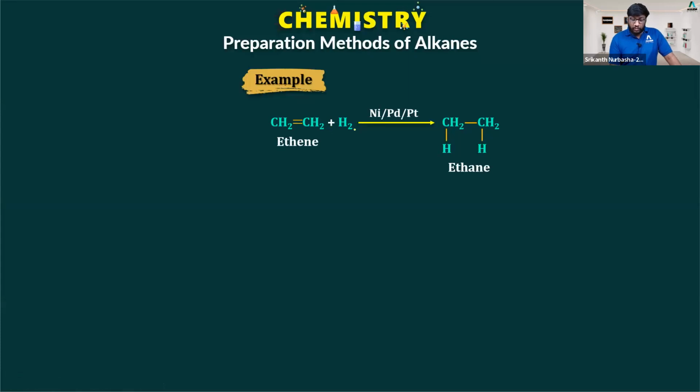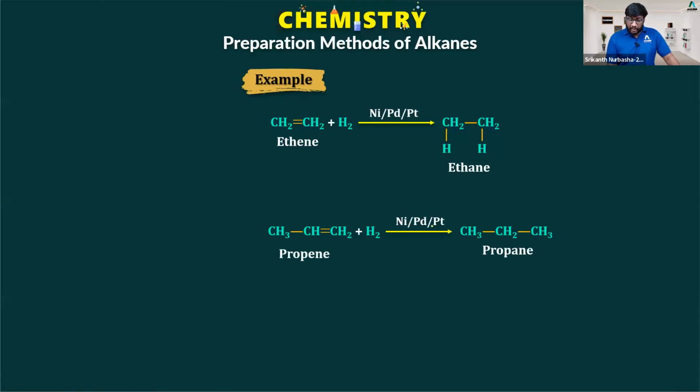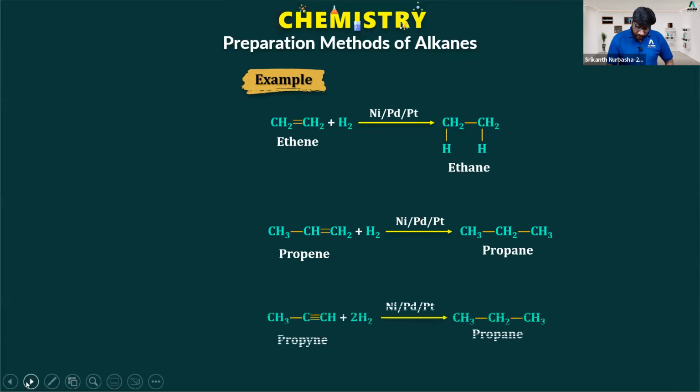CH2=CH2 plus H2 in the presence of nickel, palladium, platinum, you get ethane. CH3CH=CH2 plus H2 with nickel, palladium, platinum: wherever we have a double bond, you have to convert it into a single bond. CH3CH2CH3, propane. CH3C≡CH plus 2H2 in the presence of nickel or palladium or platinum, you will get CH3CH2CH3, which is again called propane. Propene, propyne, or ethene will be converted to the respective alkanes whenever you heat them with nickel or palladium or platinum.